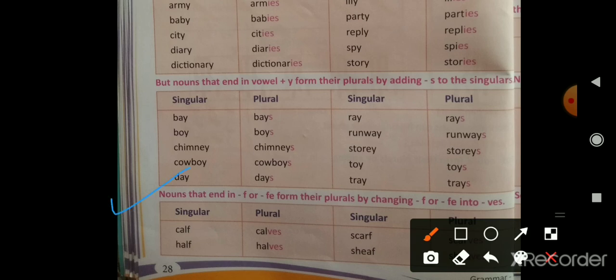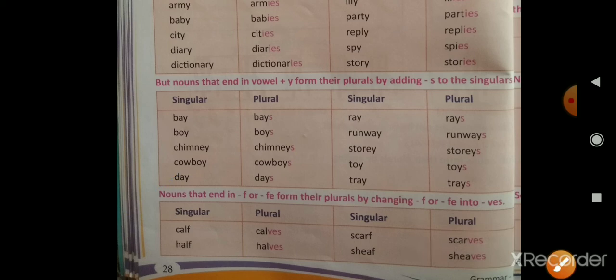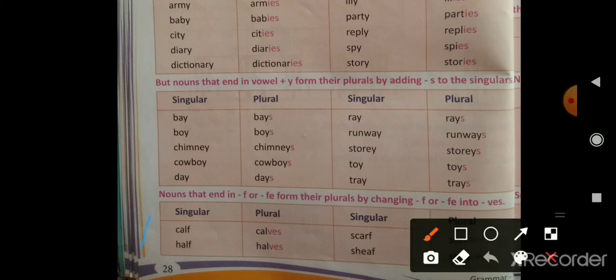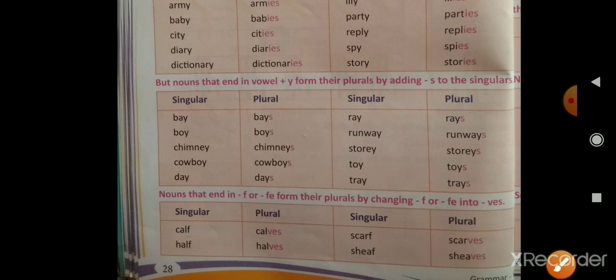Nouns that end in f or fe form their plurals by changing f or fe into ves. Means, if any word ends with f or fe, we will change it into ves. Okay, so first is calves, as it ends with f, so we will drop f here and add ves to make it plural. Next is halves, then scarves, and then sheaves.